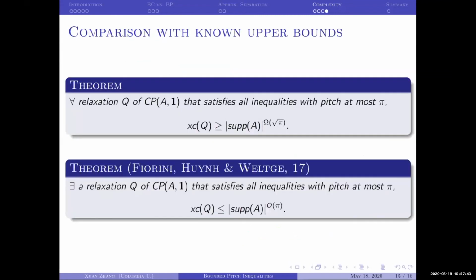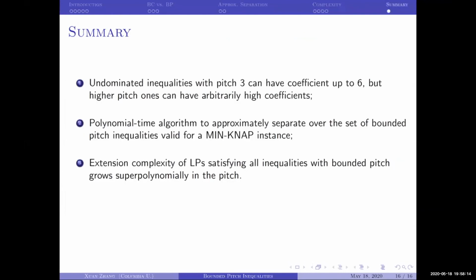Okay. One last slide. This is an interesting result for us because it is essentially the first lower bound result on bounded pitch inequalities, although there have been many other works focusing on upper bounds on bounded pitch inequalities. The best such result is by Fioroni et al., and they showed that the extension complexity is polynomial in the pitch, as compared to ours, which is super polynomial in the pitch. Okay, let me put what I talked about in the final summary page, and thank you for your attention.